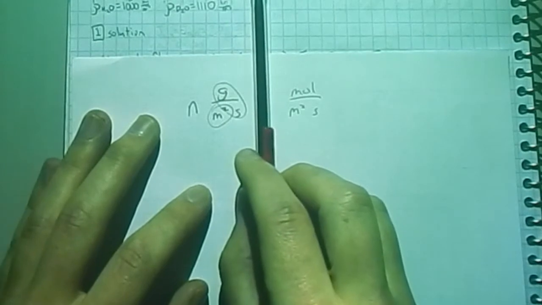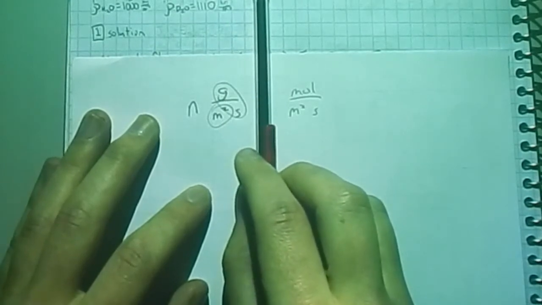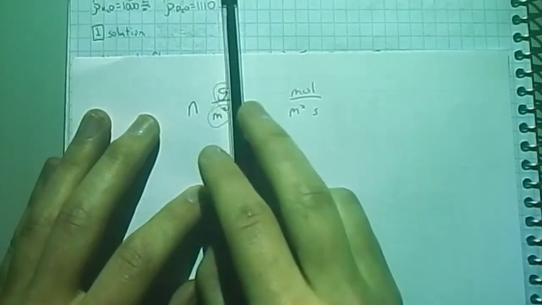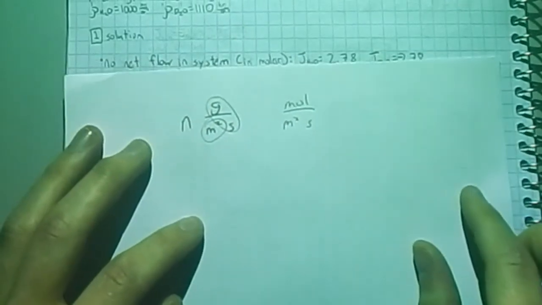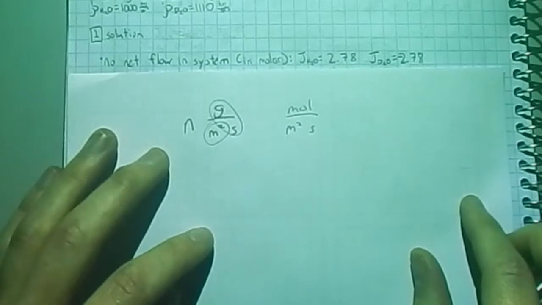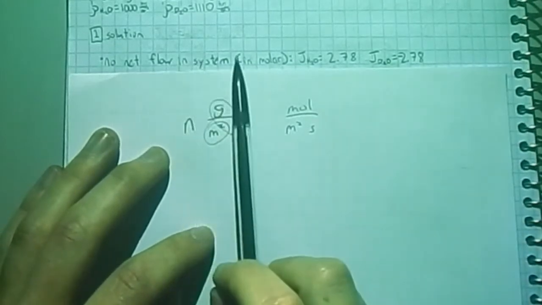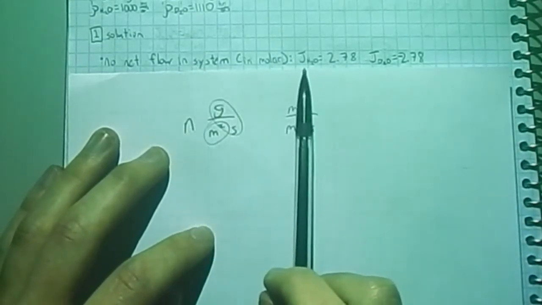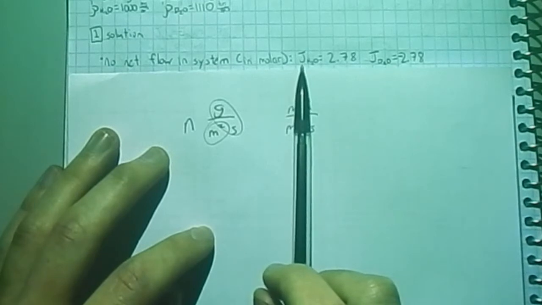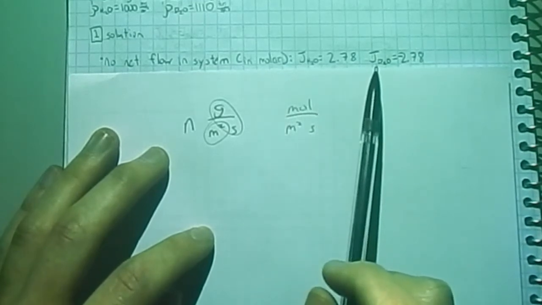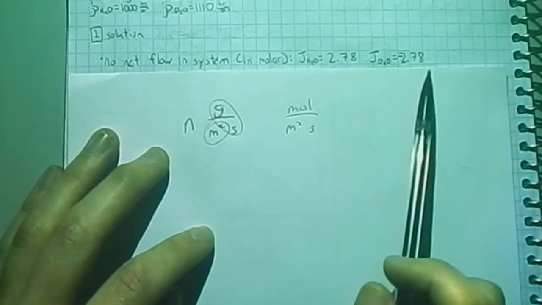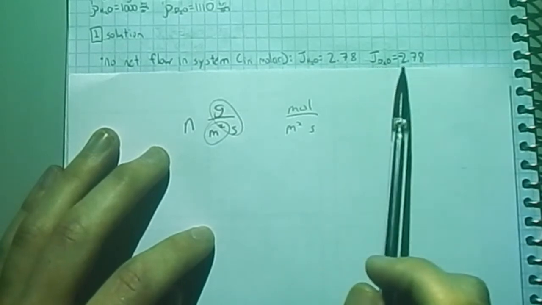If water comes from the left over to the right, one molecule of water has to displace one molecule of deuterium. This is a closed system, with no flow in and out. So we can say there's no net molar flow in the system. We know that the molar diffusion flux of water is 2.78, and the molar diffusion flux of deuterium is negative 2.78. Now, why is deuterium negative?